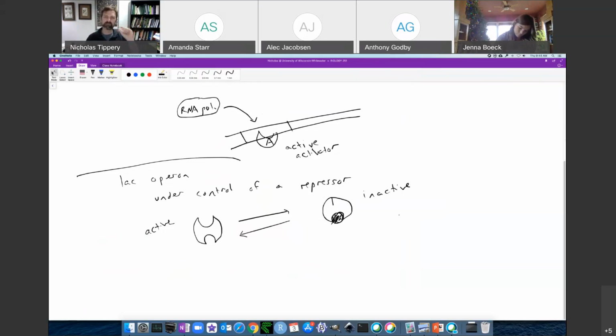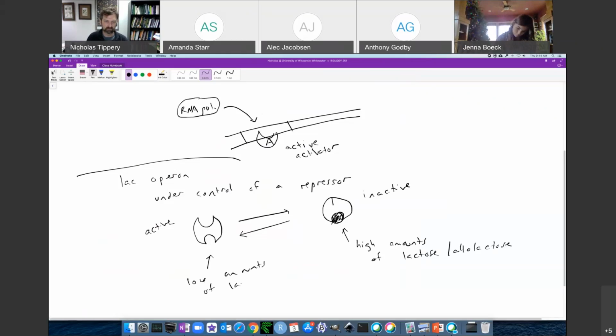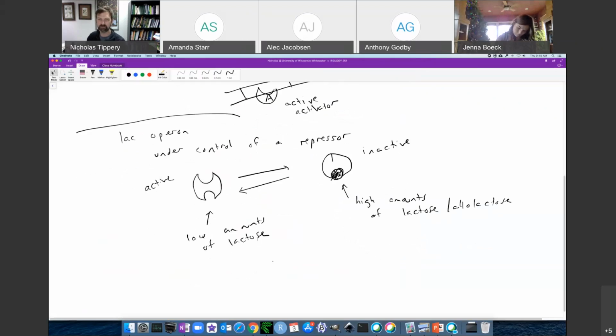And the repressor turns on or off depending on the presence of lactose. So presence, or we could say high amounts of lactose, allolactose, and in this other form, that would be low amounts. So if there's a lot of lactose around, that gets in here and interacts with the repressor, kind of plugs up this one active site, and that causes a shape change in the repressor molecule that closes up the site, the part of that molecule that would have interacted with the DNA.